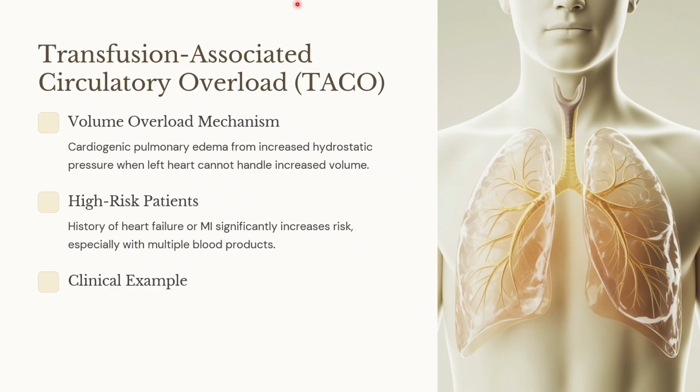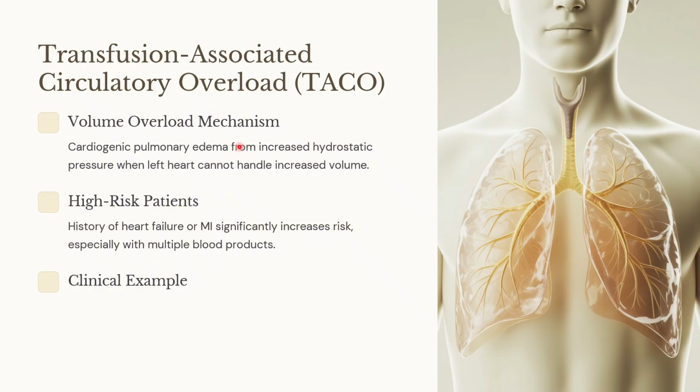Let's see what is TACO. TACO is transfusion-associated circulatory overload. The mechanism is very simple. So when they have a heart disease and when large quantities of crystalloid and RBCs are administered, then the heart cannot pump or take up this extra volume, and therefore it will result in a circulatory overload. That is, they will be presenting with pulmonary edema, which is because of the problem in the heart, which is known as cardiogenic pulmonary edema. That's what this is because the left heart cannot handle the increased volume.